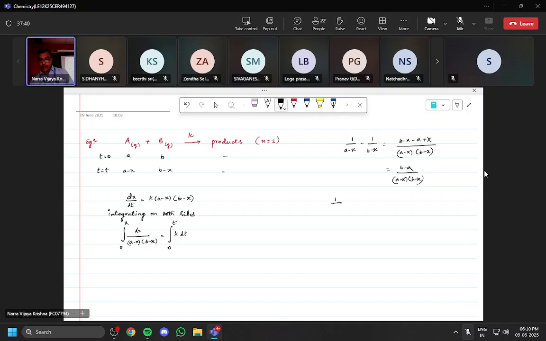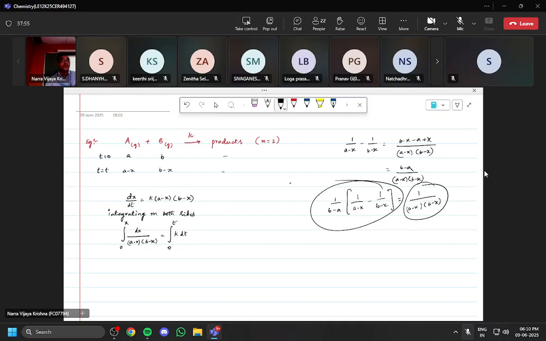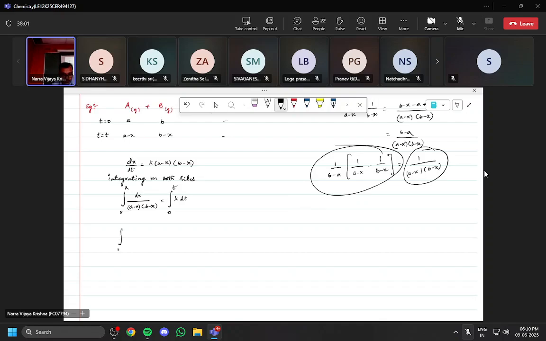Bring that b minus a to this side. So 1 upon b minus a into 1 upon a minus x minus 1 upon b minus x is nothing but equal to 1 upon (a minus x)(b minus x). Correct? So instead of this term, can I write this term? So what will this equation be now? Integral 0 to x 1 upon b minus a, 1 upon a minus x minus 1 upon b minus x is equal to integral 0 to t k dt. Acceptable? Now integrate it.